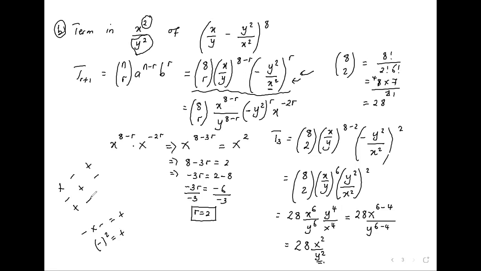So, sir, you can't leave it there on 8 choose 2, x choose y to the power 6, and y choose 2, or y to the power 2 divided by x to the power 2. You have to leave it in the form, this one here, x squared over y squared.